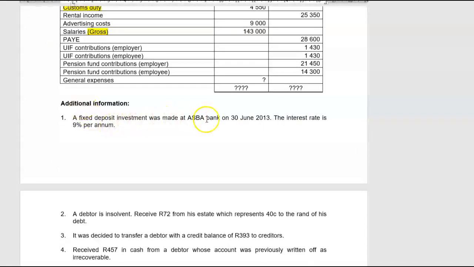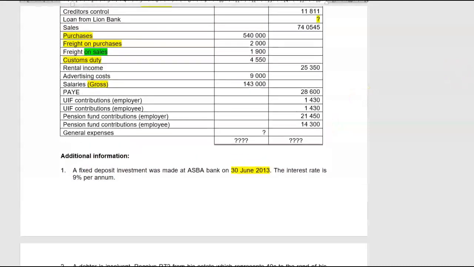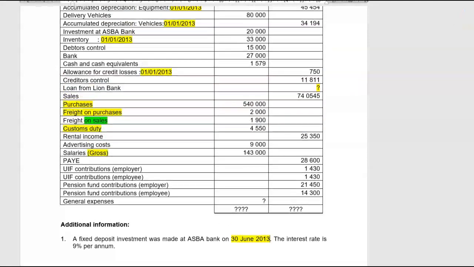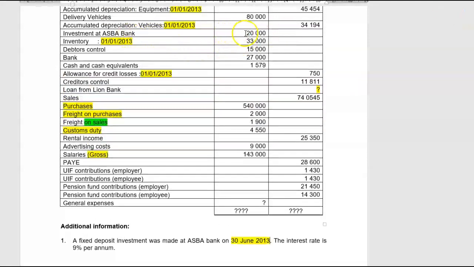A fixed deposit investment was made at Asper Bank on 30 June 2013, so in the current financial year. The interest rate is 9% per annum, and if they don't tell you anything further than that, you must assume that this is simple interest. So if we're going to see where our little investment is, there we have investment in Asper Bank, 20,000 Rand.